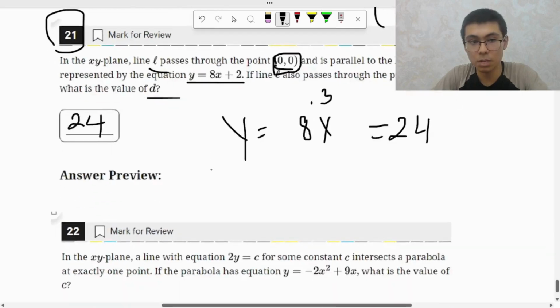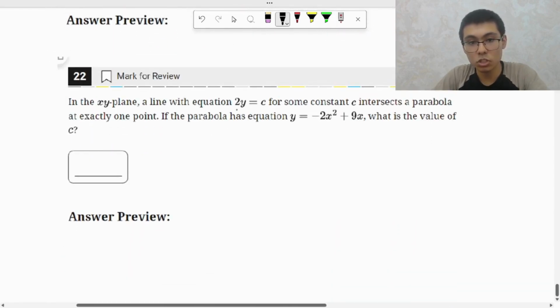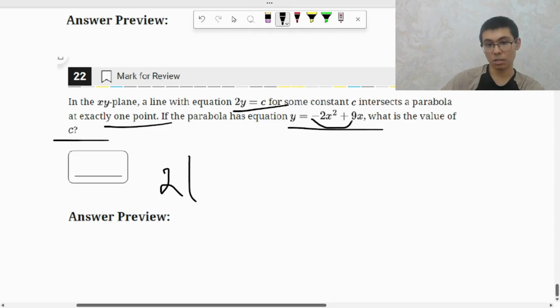So simple, I believe. In the xy plane, a line with equation 2y equals c for some constant intersects a parabola at exactly 1 point. If the parabola has the equation like this, what's the value of c? So I'm gonna write it like this. I'm gonna write all of this here.